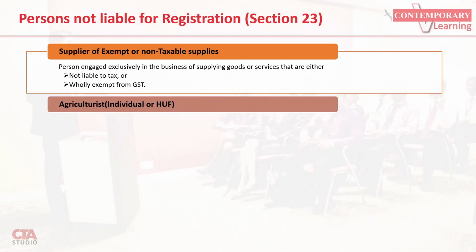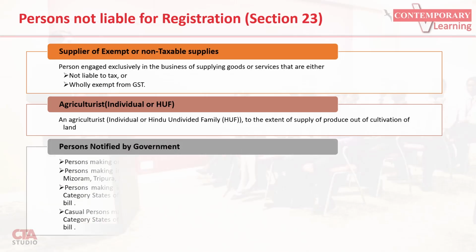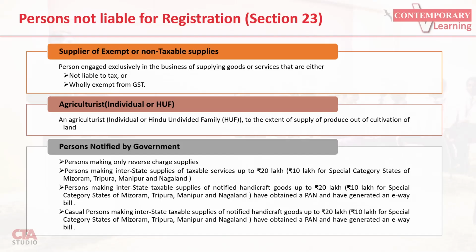Agriculturist, individual or HUF. An agriculturist, whether individual or Hindu Undivided Family, to the extent of supply of produce out of cultivation of land is not required to register. This exemption recognizes the special nature of agricultural activities. Persons notified by government. The government can notify specific categories of persons who don't need to register.